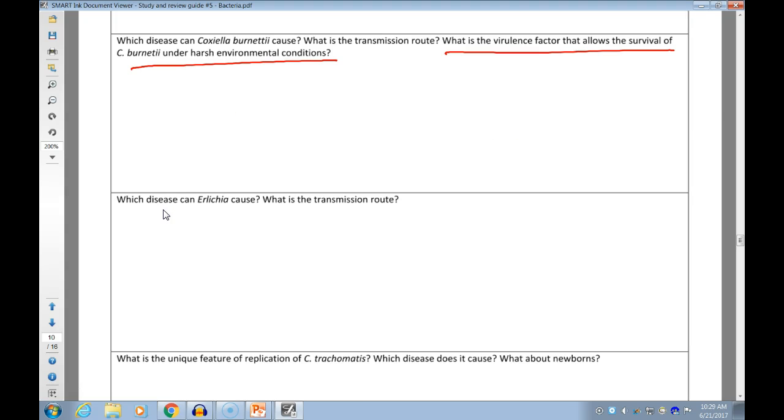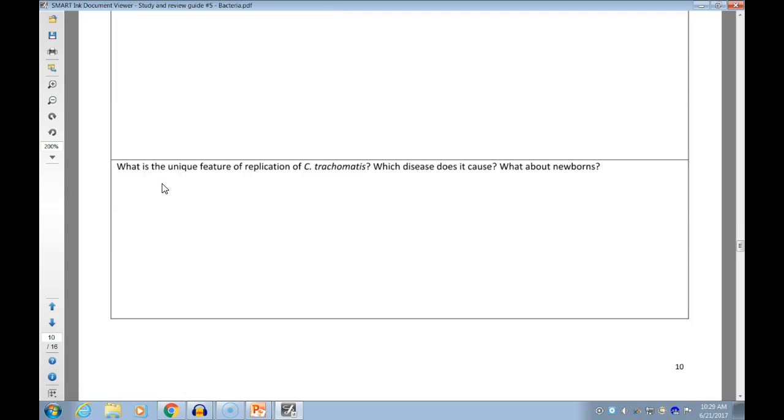Ehrlichia, ehrlichiosis. Chlamydia trachomatis. What is the unique feature of replication? Where does it replicate? In cell. Chlamydiasis in newborns, it's trachoma, chlamydial infection of the eyes.